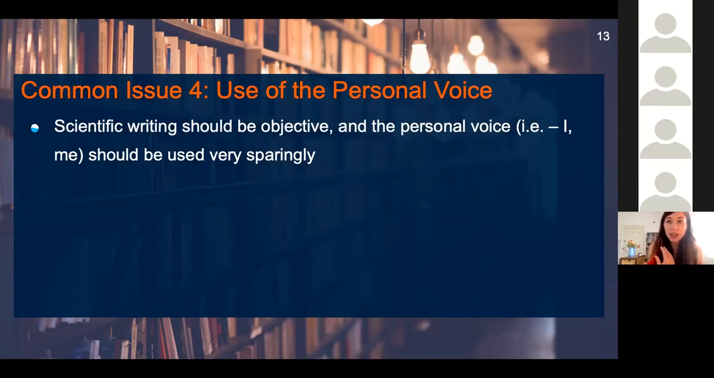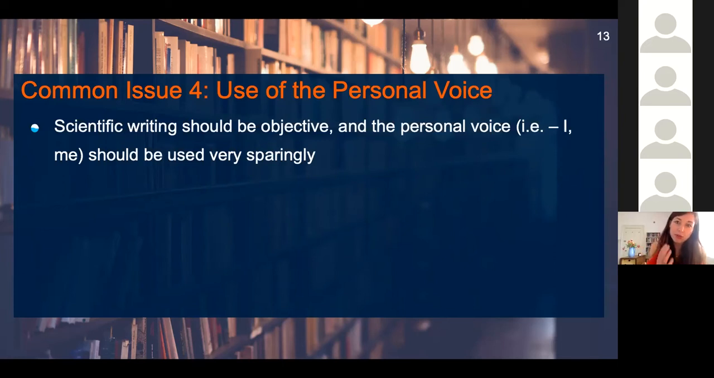It should be objective, really. I actually come from an arts and humanities background, and it is a little bit different in arts and humanities. I'm not going to talk about it too much, but you can actually use the personal voice more. But for this style of writing, it's more scientific, objective, so use it very sparingly.